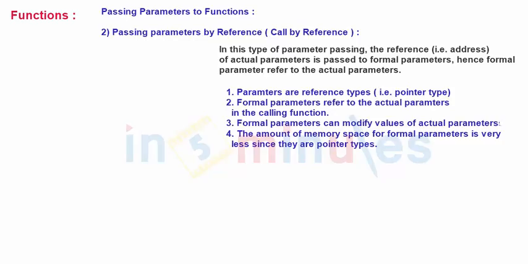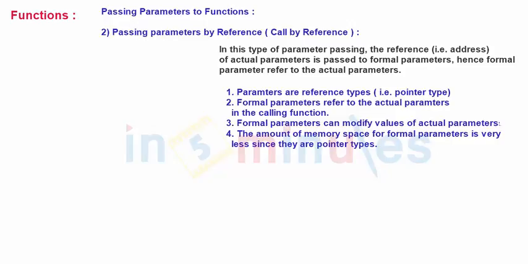Now we'll discuss some points about passing parameters by reference. The first is a description, that is in this type of parameter passing, the reference, that is address of the actual parameters, is passed to formal parameters, hence the formal parameters refer to the actual parameters. Then we can mention some points like parameters are reference type, that is pointer types. Then formal parameters refer to the actual parameters in the calling functions. Now these points will elaborate and discuss as we discuss a function with example. Formal parameters can modify values of actual parameters, third point.